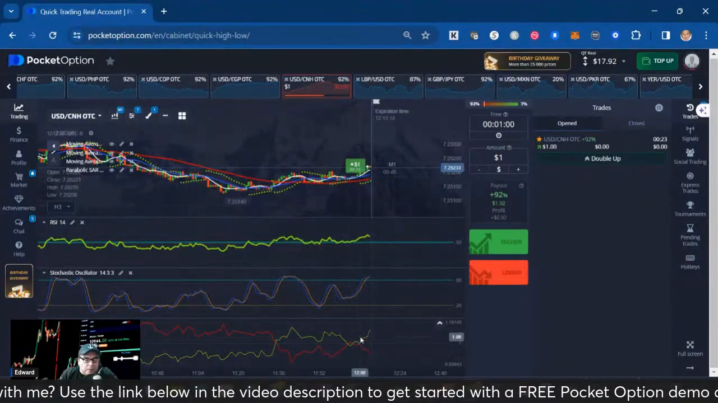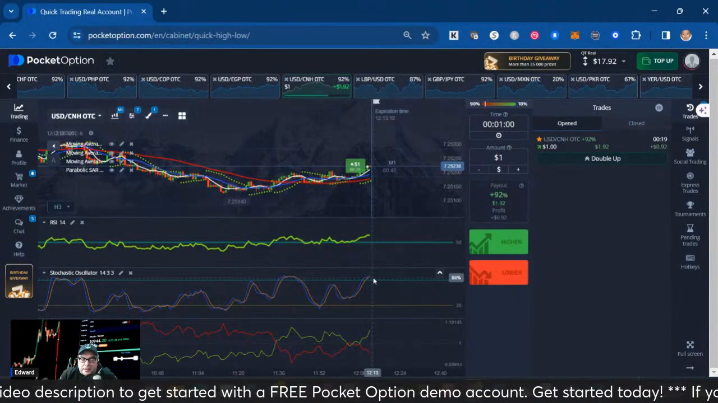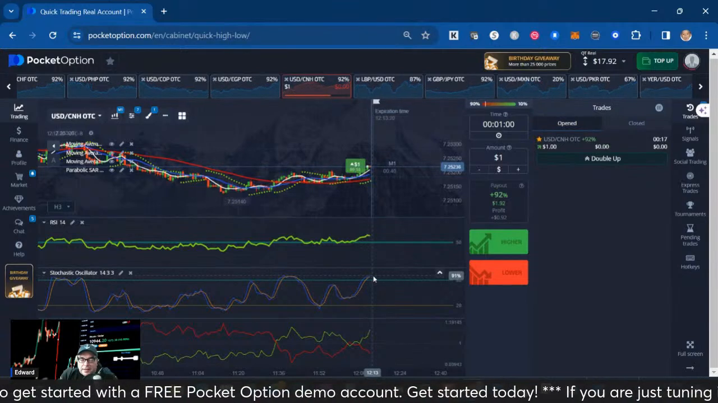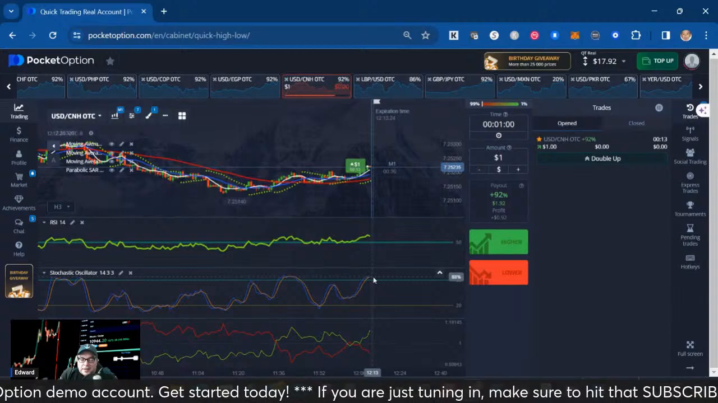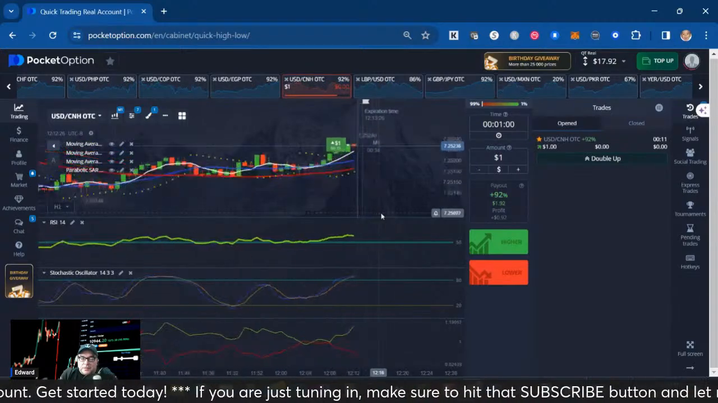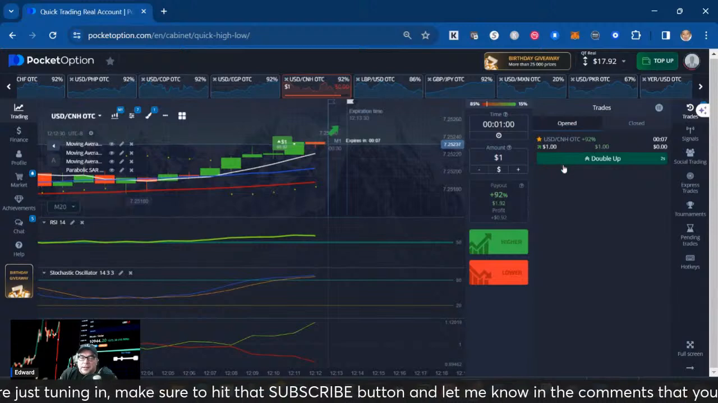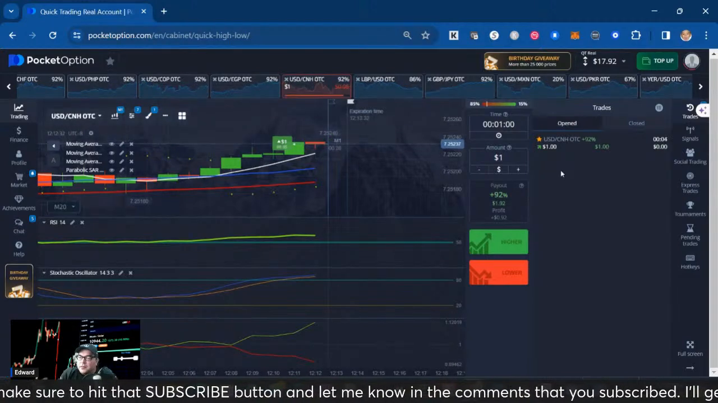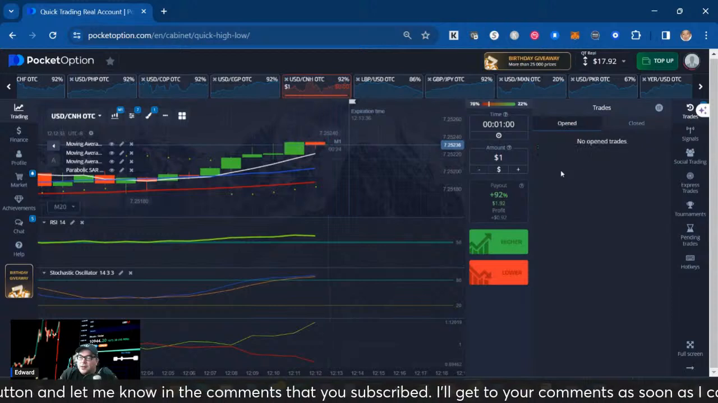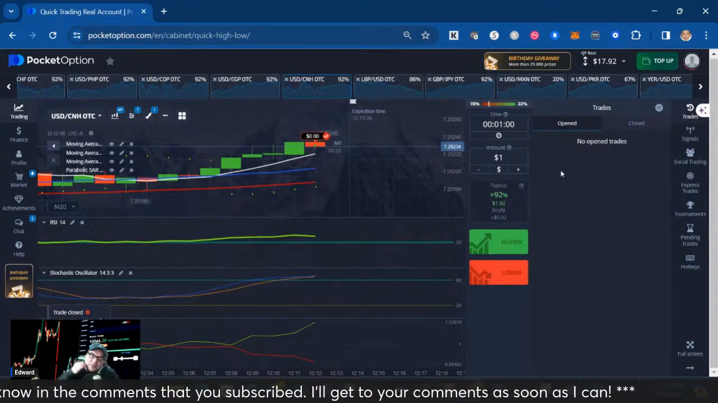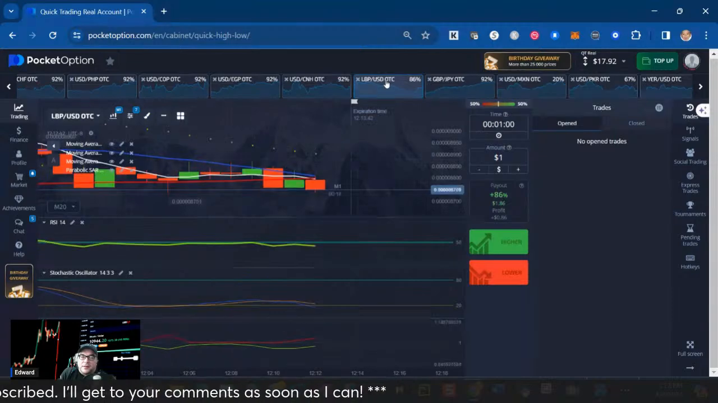RSI is moving downward. Vortex is moving up. The stochastic oscillator is still showing upward. It has not crossed into selling territory yet. It is not heading downwards yet. It looks like it could be flat, but we'll see. We got 8 seconds. 7, 6, 5, 4, 3, 2. Oh, I just missed it. Oh, that's brutal. Oh, it's too bad.